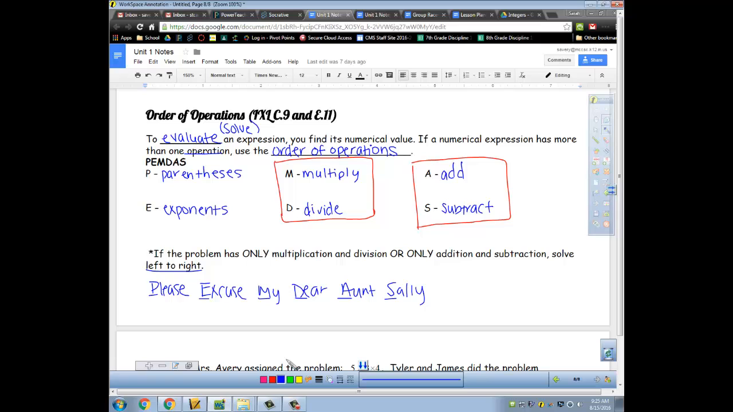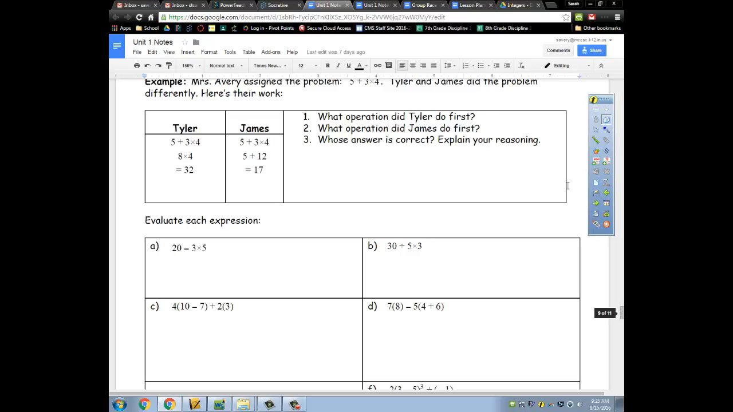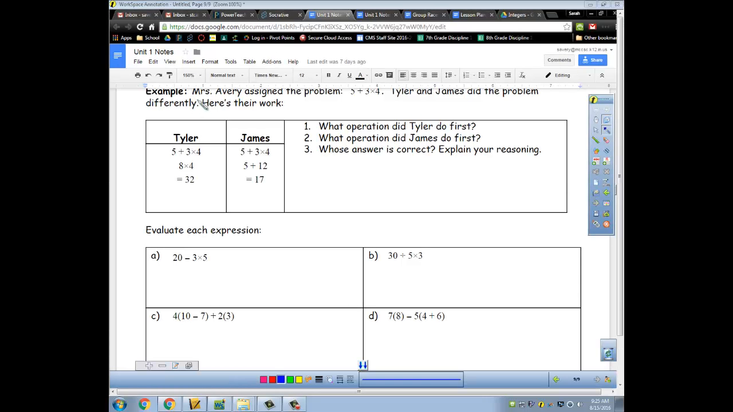Okay, on the next page, it says Mrs. Avery assigned the problem 5 plus 3 times 4. Tyler and James did the problem differently, and here's their work. First thing we want to see is what operation did Tyler do first. So here's the original problem. It looks like he did 5 plus 3 is 8 first, so he added. Number 2, what operation did James do first? So I look at what changed. He said 3 times 4 is 12, so he multiplied first.